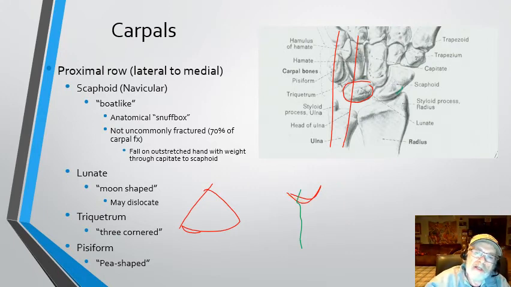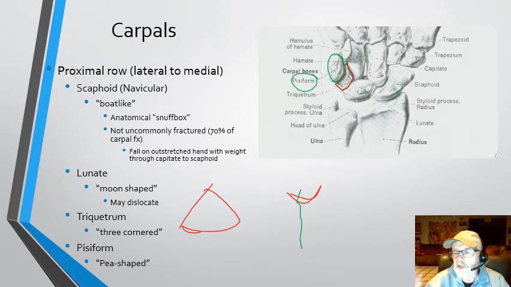So that's called the lunate. You know, it does dislocate. The next bone we have is called the triquetrum. Now this one's sort of covered up. It's sitting right back in here. It's a little bit bigger than that because this bone right here is sitting on top of it. This bone that sits on top of it is called the pisiform.